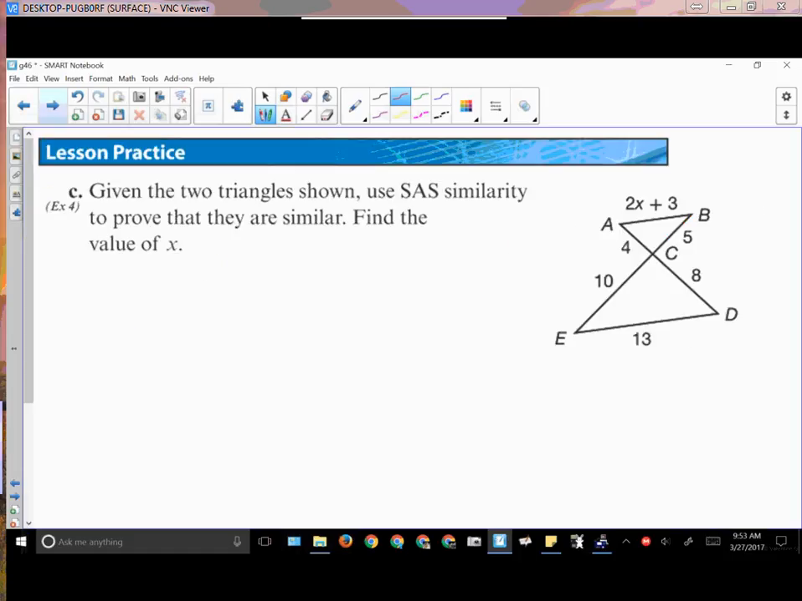Okay, so set this up and see what you can figure out. So, anybody notice anything? What'd you notice? How do you know they're similar? What ratio? Aaliyah, did you notice anything? Like what?